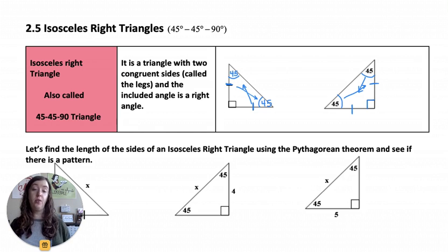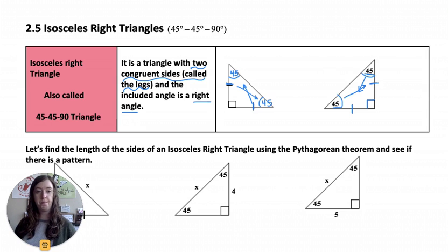So you'll know it's a 45, 45, 90 triangle if it has two congruent sides, those are called the legs, and it has a right angle, or if it has 45s in one of the angles.